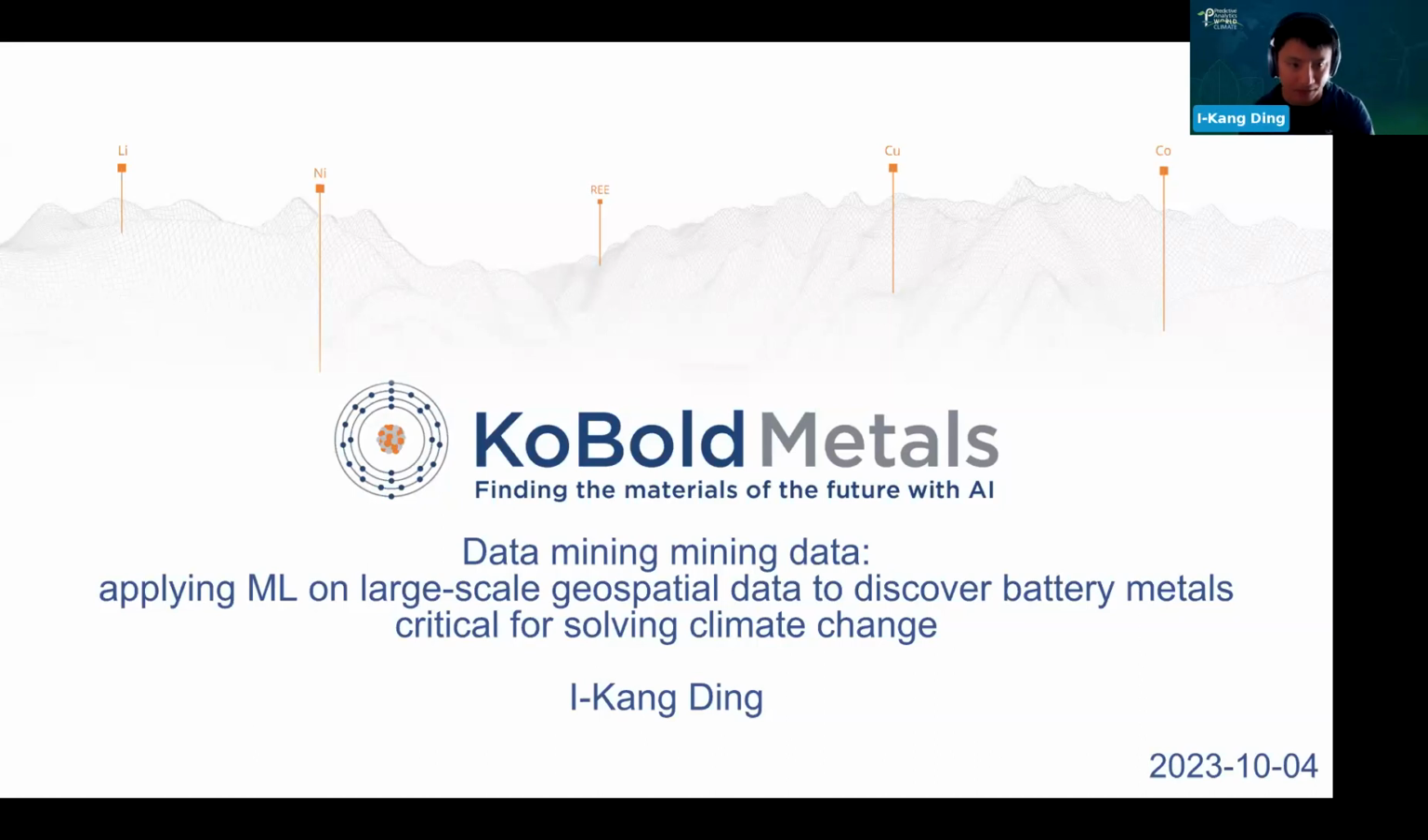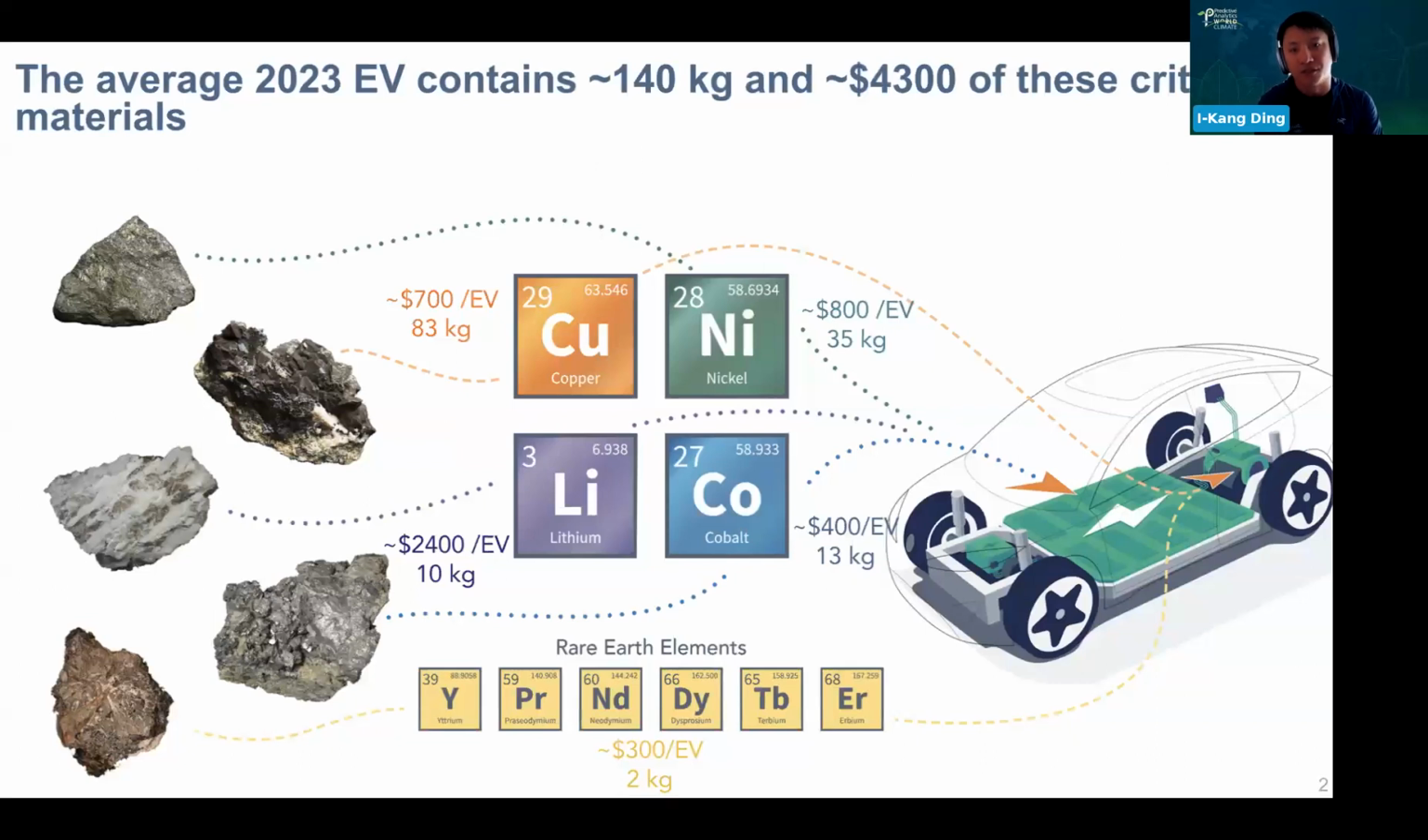Thanks to everyone. My name is I-Kang. I'm a staff data scientist at Cobalt Metals. We're a startup working on using AI and ML to find battery metals to solve climate change. So today I'm going to talk to you about some of our recent work on using ML on large-scale geospatial data to do that. Before I begin the talk, I'm going to start with some macro trends and set the stage for the big challenges that we're dealing with.